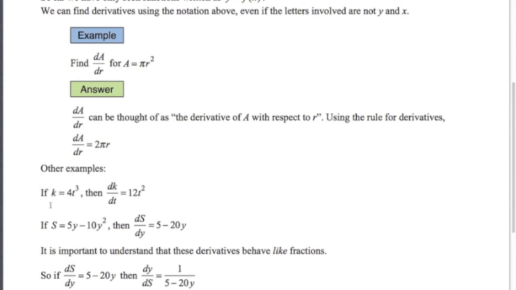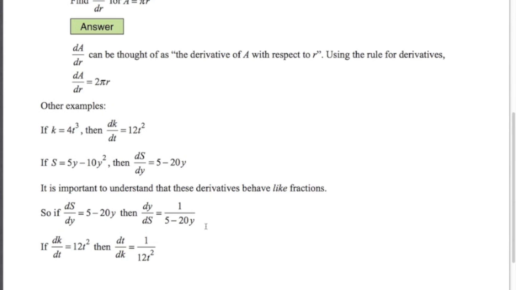I've got some other examples here. If k is 4t cubed, then dk/dt, the derivative of k with respect to t, is 12t squared. If s is 5y minus 10y squared, then ds/dy is 5 minus 20y. So we're just using the same rules that we used in the first video on this differentiation series.